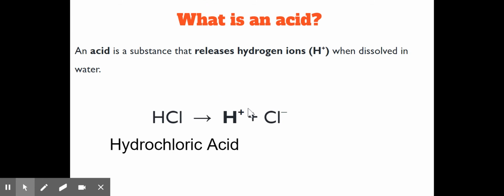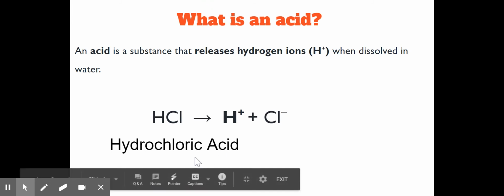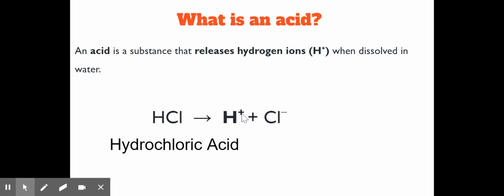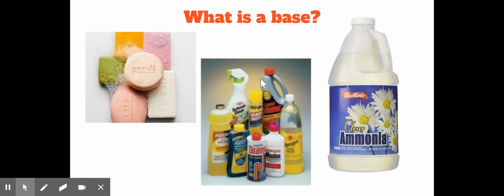This is the only nonmetal that would form a positive ion. Okay, and chlorine is always negative. So this is called hydrochloric acid. It has a hydrogen positive ion. That's the typical character of an acid. Any acid releases hydrogen ions. Okay, so what is a base then?